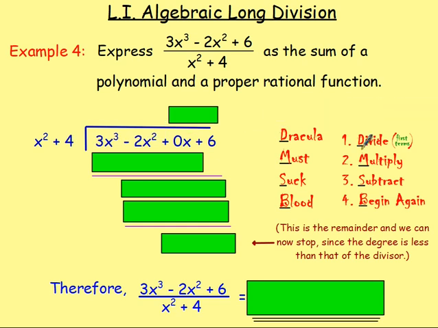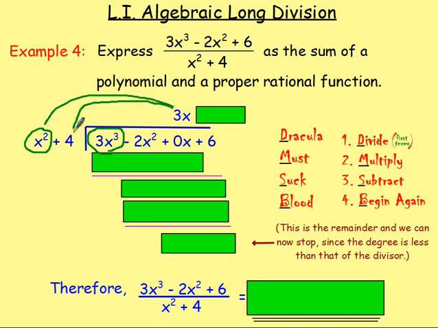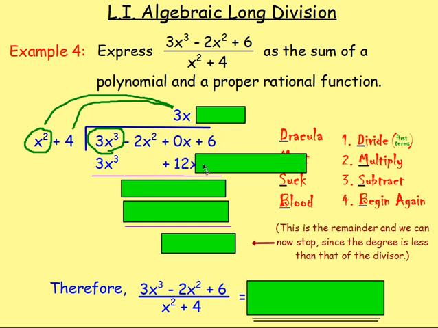Dracula must suck blood, so D for Dracula, D for divide. Remember, it's always the first terms. So 3x cubed divided by x squared. If you work that out, well, that will give you 3x. Just right above the x term, just keeps everything neat. From there, you're wanting to multiply. Dracula must, M for multiply. So 3x times the x squared and 3x times the 4. Work that out. 3x times x squared gives you 3x cubed. 3x times 4 gives you plus 12x. Again, I'm just keeping everything in line here just to keep it neat.